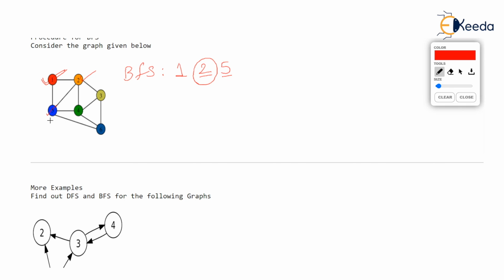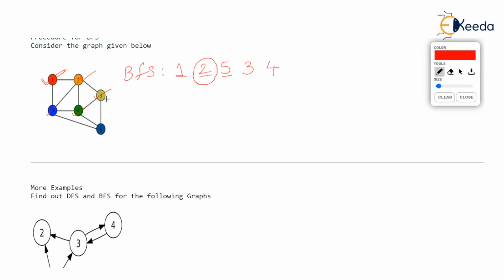Then print all of them. Yes, all the neighbors of 2 will get printed, but you should print only those neighbors which are not yet visited. Among the neighbors 1, 3, 4, 5 of vertex 2, 1 and 5 are already ticked. So you print the rest of the neighbors from least to largest, so the output will be 3, 4. I hope you are understanding. After 3 and 4 get printed, we'll mark them as visited.